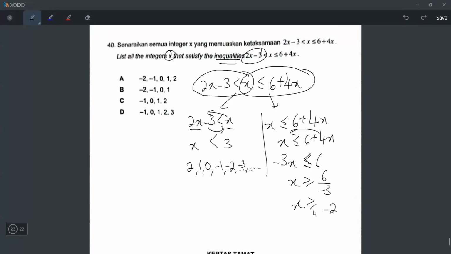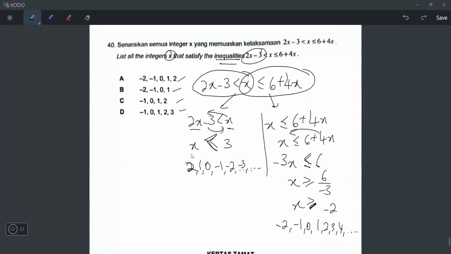So what numbers are bigger than or equal to negative 2? Negative 2, negative 1, 0, 1, 2, 3, 4, and so on. So why do you have to include the negative 2? Because there's a line here. That's why the negative 2 is included. But for this one, they say x smaller than 3, I never include the 3 because there's no line below. So you do like this. So which one is the answer? A, B, C, or D?